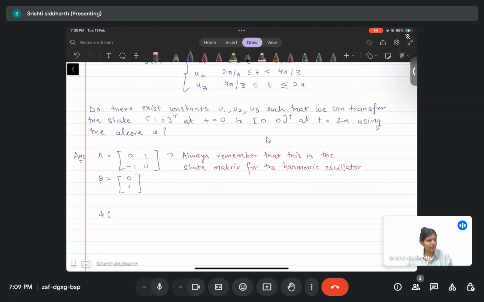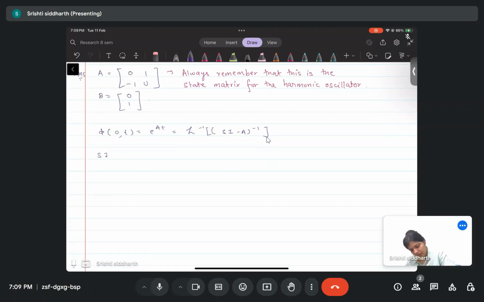Alright, this is an LTI system. So the state transition matrix, let's say phi 0 comma t, is simply e to the power At, which is nothing but the Laplace inverse of sI minus A inverse. Alright, so now let's compute these. sI minus A is s, minus 1 and 1, s. So sI minus A inverse is going to be, this is a 2 by 2 matrix, so 1 upon the determinant of the matrix. This is s square plus 1. Then we swap the main diagonal entries, and the off-diagonal entries go to opposite signs. This is simply s upon s square plus 1.